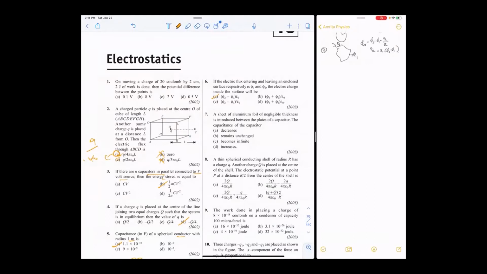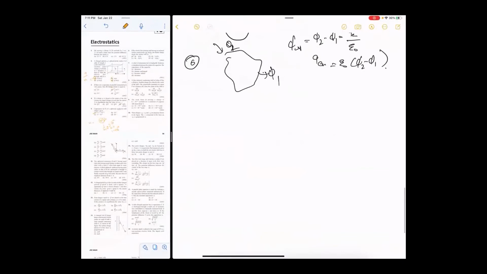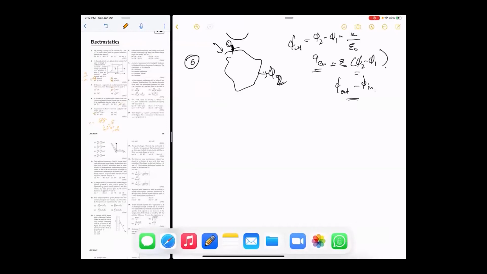Entering and leaving. Entering is phi 1, exiting is phi 2. Okay, so entering is phi 1. That means negative charge Q1 will be more. So it should be phi 2 minus phi 1 only. Net charge, and outside is more, it will be positive, right? So we have to find phi 2 minus phi 1 only, not phi 1 minus phi 2. So outside: phi out minus phi in. This is how you should remember: phi out minus phi in. In the sixth question, if you write it reversed, it will be negative charge.